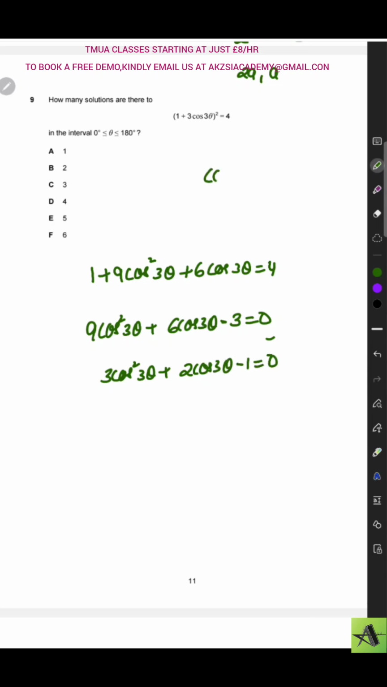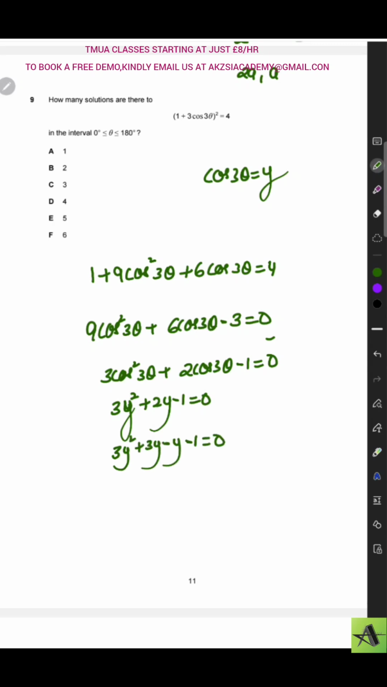It's easy if I convert cos 3 theta to y. This will give me 3y squared plus 2y minus 1 equals 0. On factorizing, the product has to be minus 3 and the sum is 2, which means the two numbers are 3 and negative 1. So this will be 3y squared plus 3y minus y minus 1 equals 0.